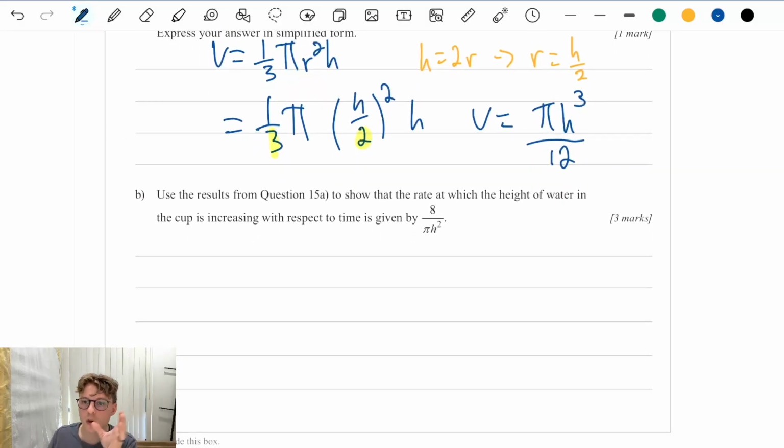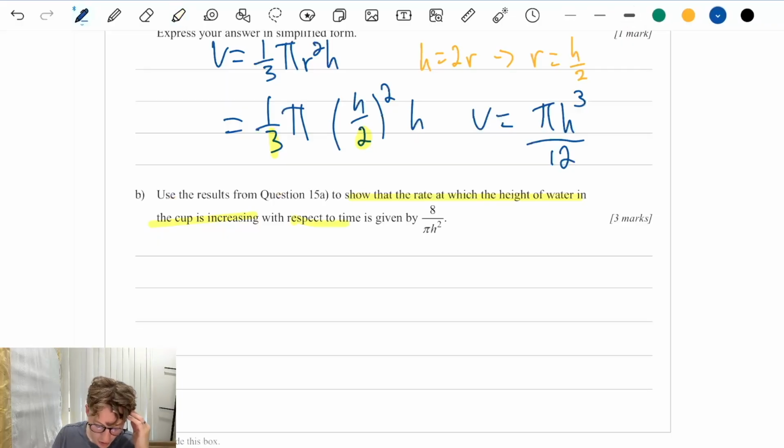So use the results from question 15a, the expression we just found, to show that the rate at which the height of water in the cup is increasing with respect to time is given by 8 divided by pi h squared. So, I guess we should clarify what this is actually finding here. Show that the rate at which the height of water in the cup is increasing. Well, it's increasing with respect to time. Oh, it literally says with respect to time.